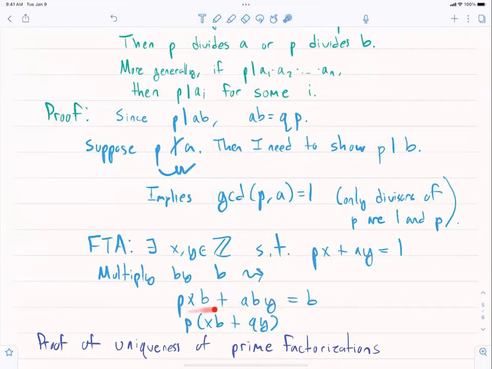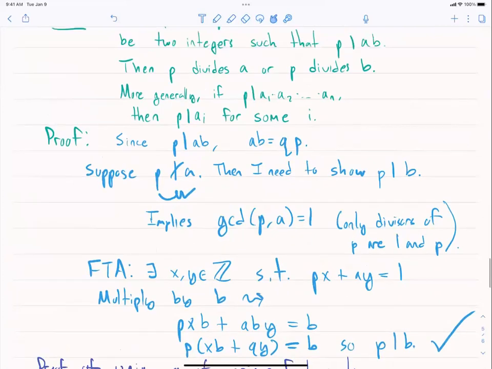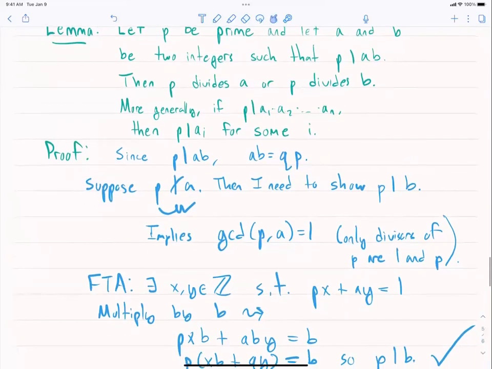Okay, now it's just rewriting this by factoring out the P from A times B. So as up here, this is equal to B. Okay, so this literally says that P divides B because B is P times this thing. So I assume P doesn't divide A, and I was able to deduce that P divides B. And the key thing that let me do this was the fundamental theorem of arithmetic, so finding this X and Y. Okay, excellent. Good, so using this lemma, we can now prove the uniqueness of factorization.